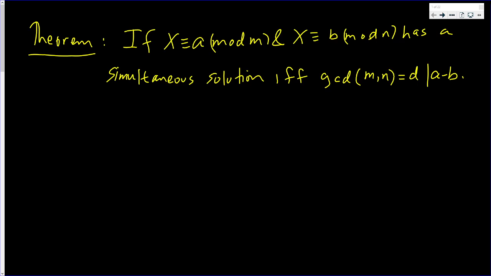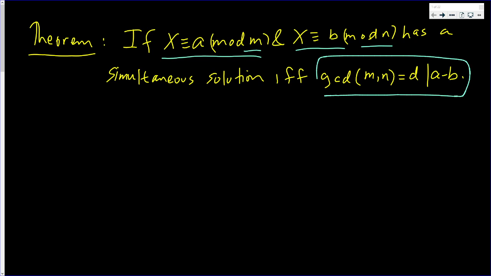This video is going to prove a very powerful theorem. If x is congruent to a mod m, and the same x is also congruent to b mod n, it has a simultaneous solution if and only if the GCD of m and n divides a minus b. So let us prove this.